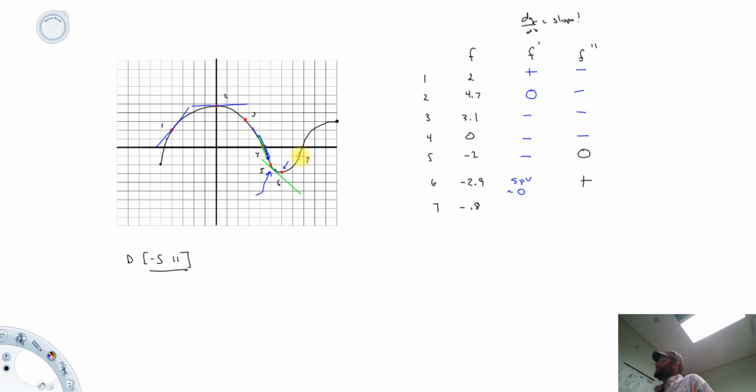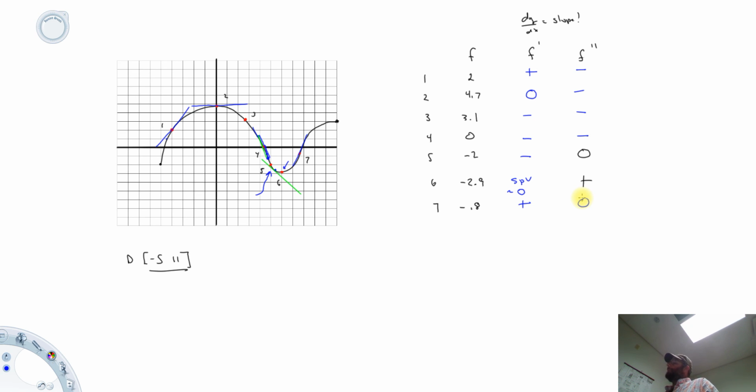Point 7. Tangent line here. Oops, I've been doing those in blue. Why don't we stick to that? The slope of the tangent line is positive, so our first derivative is positive. And you'll notice, again, look at the tangent lines. See how we're going from increasing in slope, and then after this point, they are decreasing in slope. So that's another spot of inflection there, where the second derivative is 0.